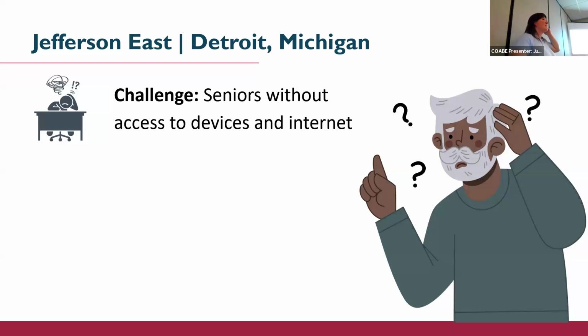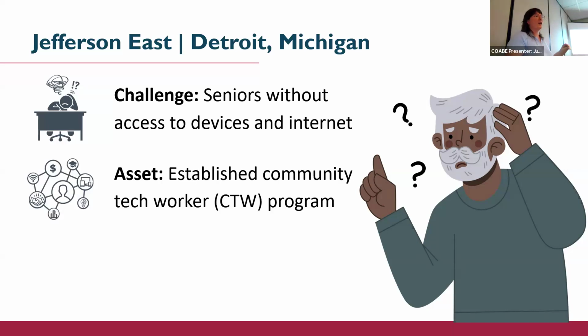A lot of seniors in their area didn't have access to devices, didn't have access to the internet. And an asset they had was the community tech worker program. They'd already been doing the model. They already knew what was working. And they knew that the best community tech workers that they had were the ones who were from the community, ones who were from Jefferson East.